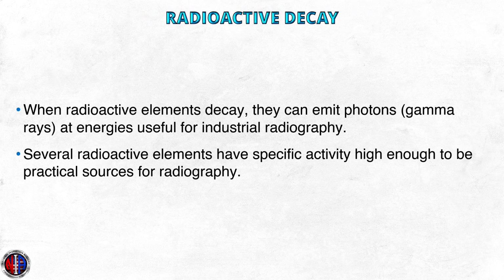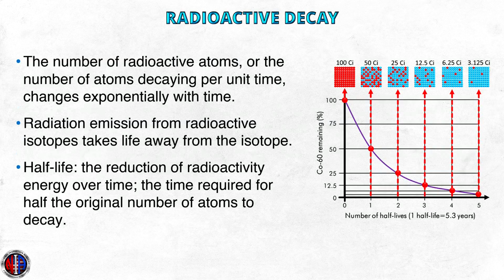Radioactive decay. When radioactive elements decay, they can emit photons at energies useful for industrial radiography. Several radioactive elements have specific activity high enough to be practical sources for radiography. The number of radioactive atoms, or the number of atoms decaying per unit of time, changes exponentially with time. Radiation emissions from radioactive isotopes takes life away from the isotope, similar to how, as humans grow older, they have less energy. In gamma radiation, this reduction of radioactive energy over time is called the half-life. The half-life is the time required for half of the original number of atoms to decay.